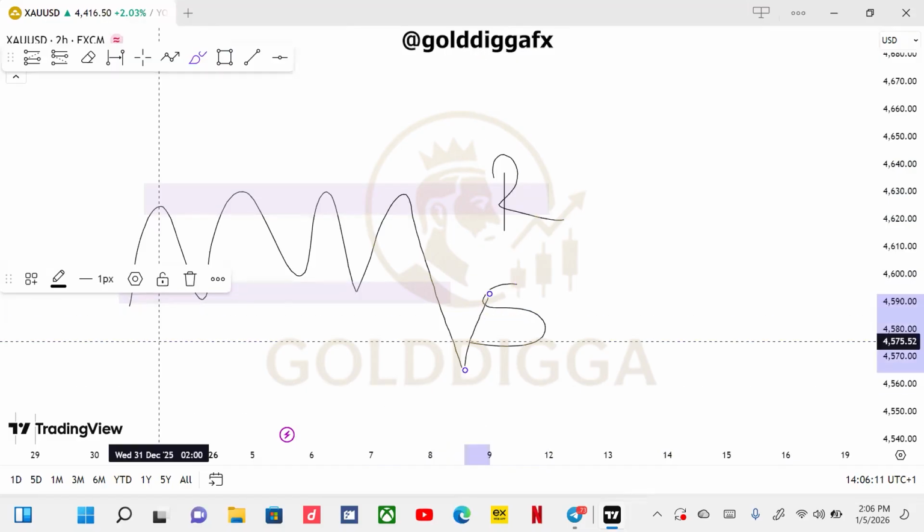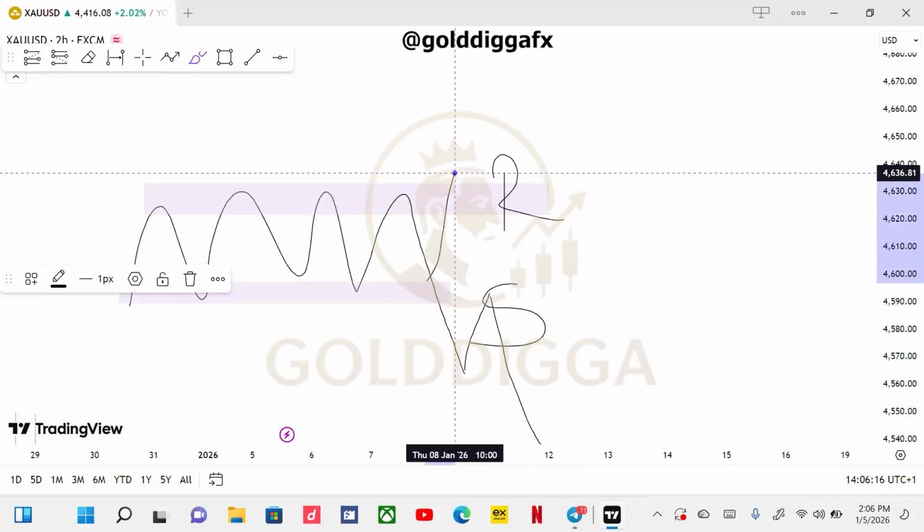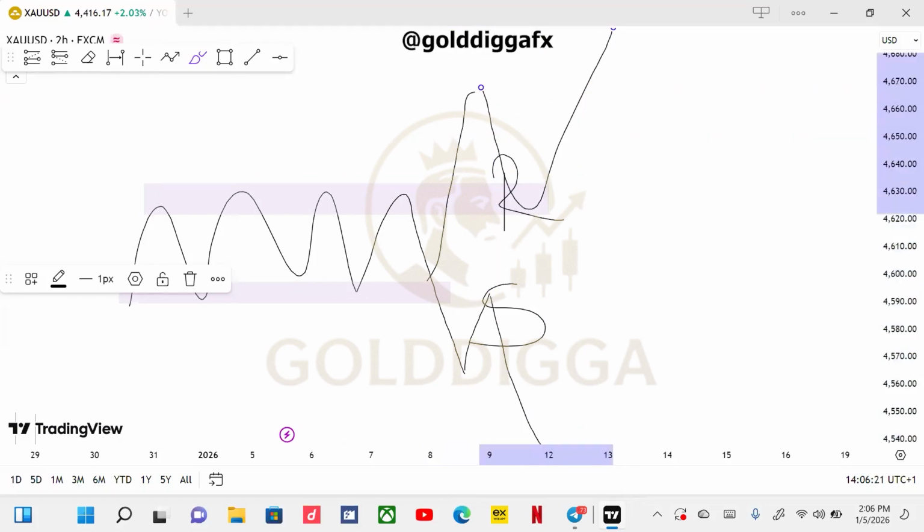Even in the retail method, once this support breaks, you expect the support to become a resistance for price to sell. And once the resistance breaks, you expect the resistance to become a support for price to buy. Now, this is exactly the same thing in SNR, right? The only thing is how the support and resistances we mark look.